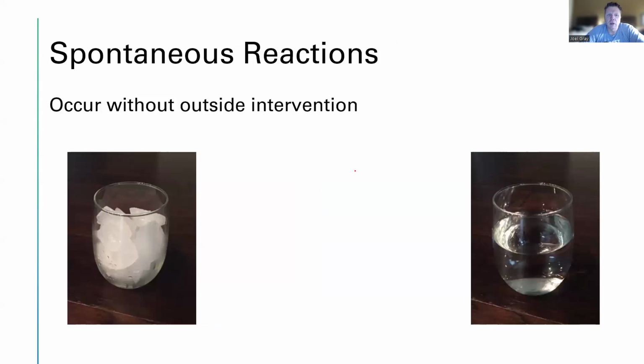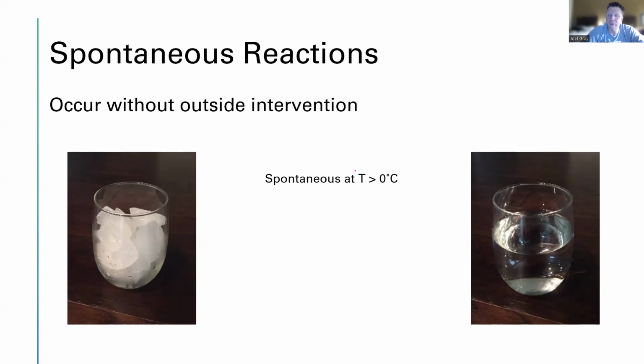Now, spontaneous reactions, the term spontaneous is an important one that you need to be familiar with. A spontaneous reaction will occur without outside intervention. So on the left-hand side, we've got these ice cubes, and on the right-hand side, we have a glass that looks the same, filled with water. Now, this is spontaneous at a temperature above 0 degrees Celsius.